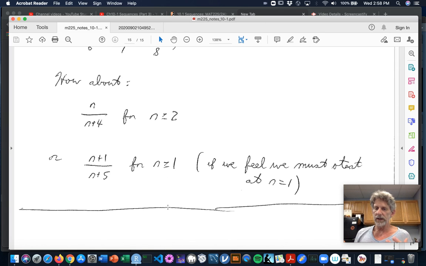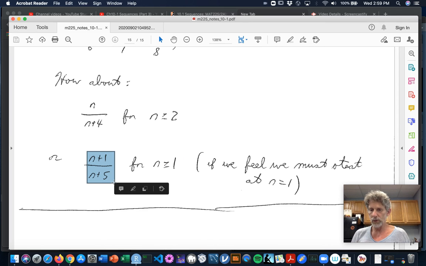Again, when you're writing down a sequence, it doesn't matter where you choose to start for your domain. But once you've made a choice for your domain, that affects what a good formula for the general term will be.